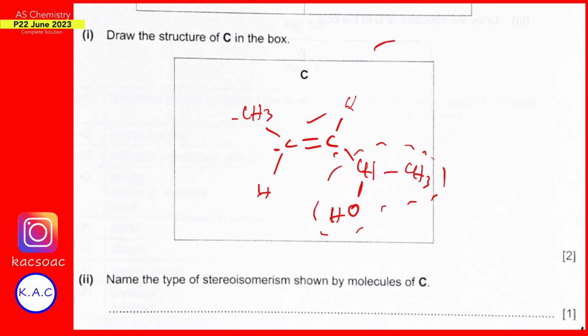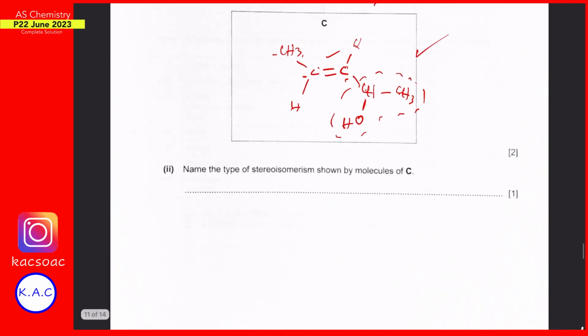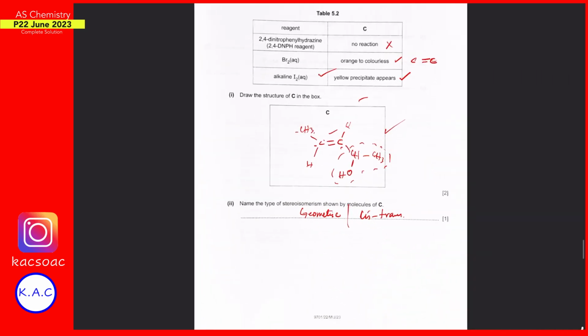Yes, it is true. 1, 2, 3, 4, 5 carbon atoms are there. Yes, it is true. How many hydrogens are over here? 3, 4, 5, 6, 7, 8, 9, and 10. Yes, it is true. So this is C. Name the type of stereoisomerism shown by the molecule C, that is called geometric or cis-trans isomerism.